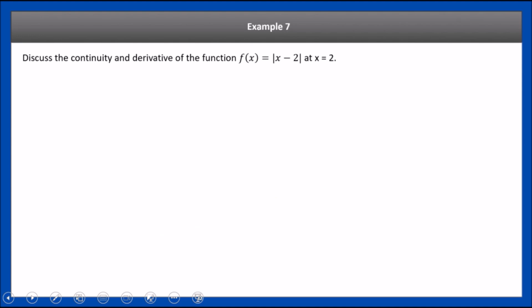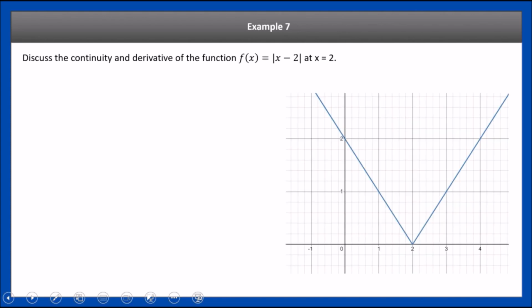All right, so let's look at another example, the absolute value of x minus 2 at x equals 2. So discuss the continuity and the derivative of the function. Okay, so first off, this is how the absolute value of x minus 2 looks. The absolute value of x looks like this, but then x minus 2 is going to be shifted to the right too. All right, so there's how our function looks.